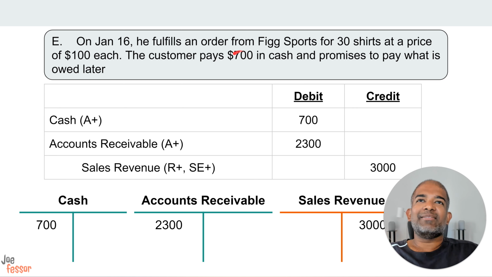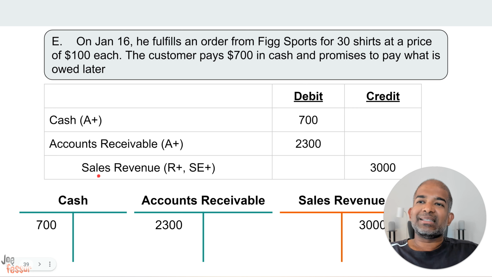The customer pays only $700 in cash. So the remaining $2,300 will be paid later. For you as a company, it's a receivable. Cash would be debited $700 because your asset goes up by $700. You have an accounts receivable for the remaining amount, which is $2,300. That's also an asset which will be converted into cash in the future.